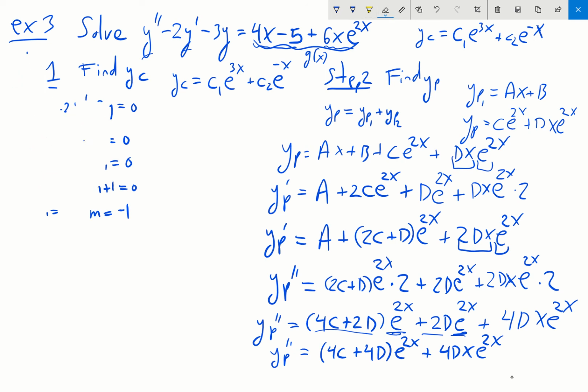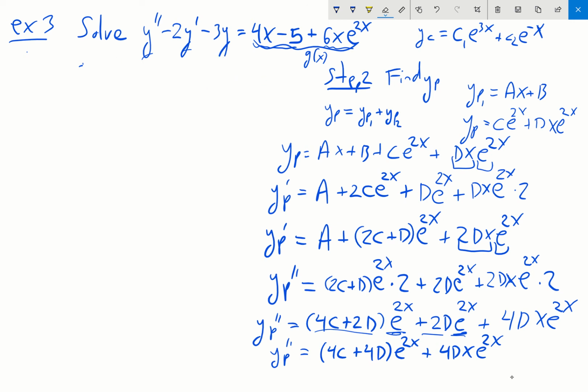Now that we have that, this is our second step. We're going to plug this into the differential equation. So y double prime, that's this thing down below. That's 4c plus 4d e to the 2x plus 4dx e to the 2x minus 2 times y prime. y prime is this thing here.